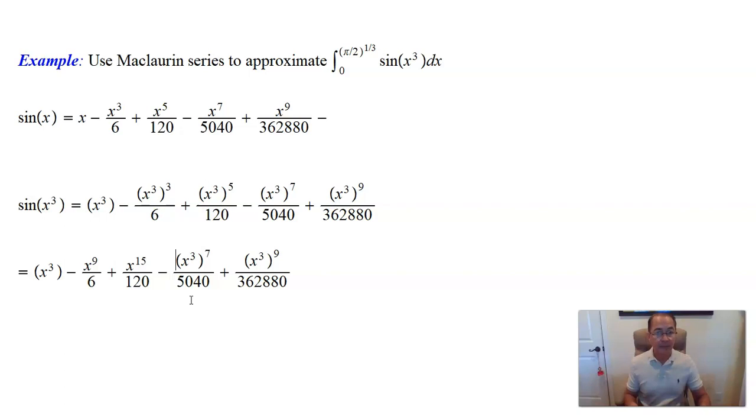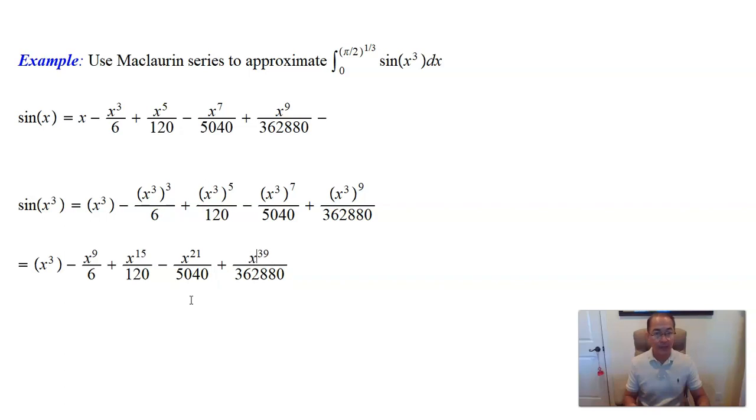There you go. X cubed to the 7 is x to the 21. And x cubed to the 9th is x to the 27. There you go. So 3, 9, 15, 21, 27. 3 to 9 is 6, 9 plus 6 is 15, 15 plus 6 is 21, 21 plus 6 is 27.